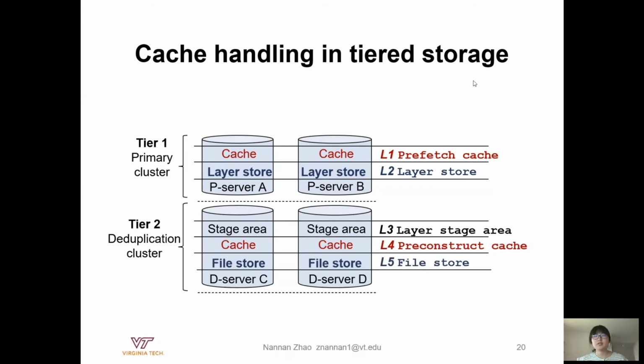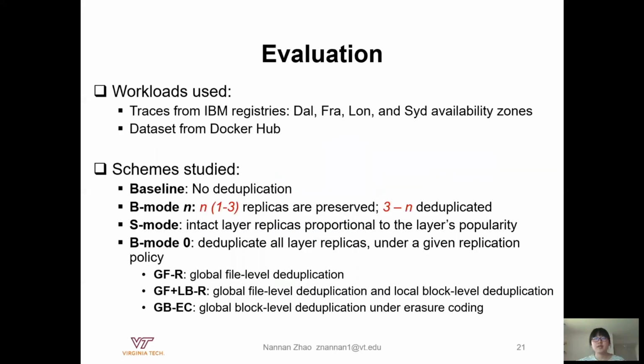I have now described the design of DupHunter and its various techniques. Next, we evaluate its efficacy. We have evaluated DupHunter using real-world traces from 4 IBM production registry clusters: Dallas, Frankfurt, London, and Sydney. Since there are no real layers in the traces, we downloaded around 1 TB of popular Docker images and matched the requested layers in the IBM traces with real layers downloaded from Docker Hub to generate the workload.